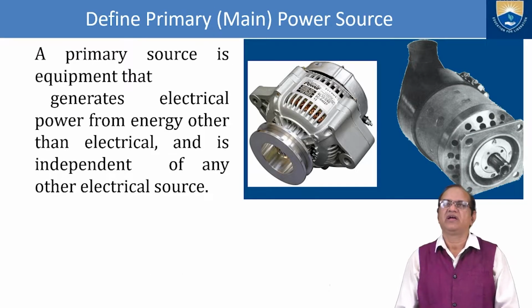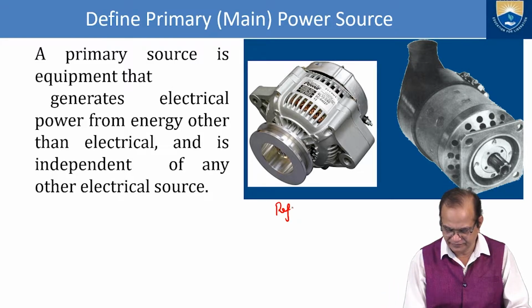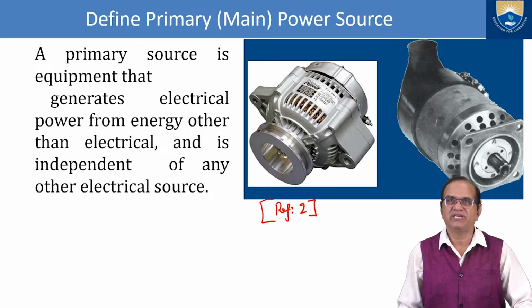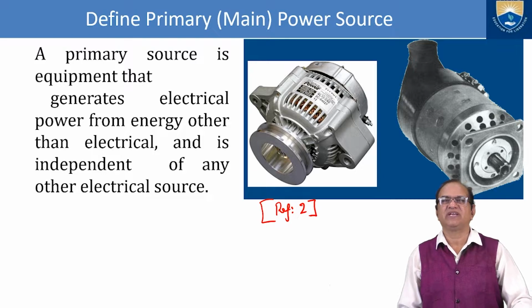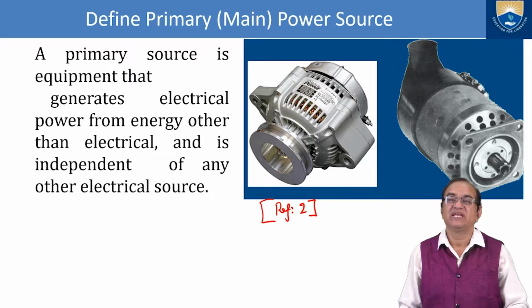Next is the definition of primary or main power source. A primary source is equipment that generates electrical power from energy other than electrical and is independent of any other electrical source. So a primary source means equipment that generates electrical power from energy other than electrical.